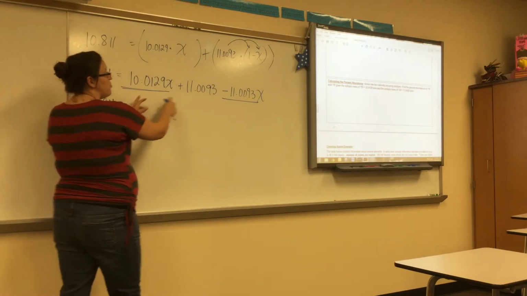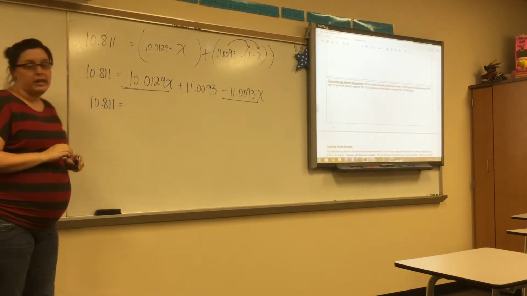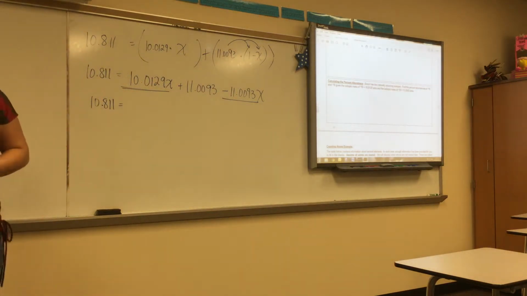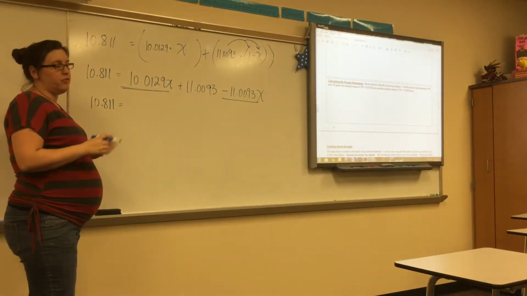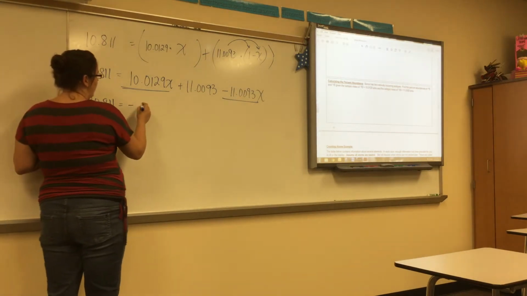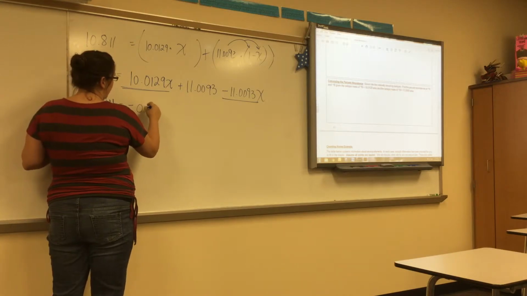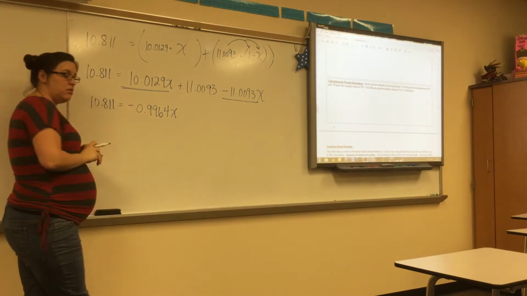Because we're combining these two x terms. So 10.0129x minus, I'll let you do that. And if you say the number out loud, say it slow. Negative 0.9964. Perfect. And that's going to have the x term, right?